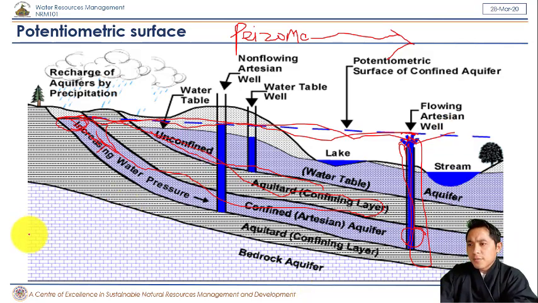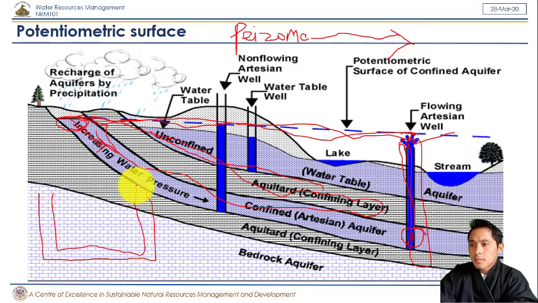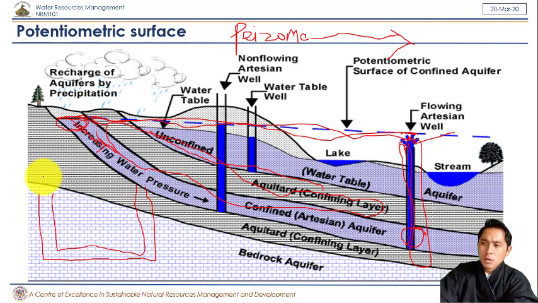In daily life, we should know that if you make a pipe like this and pour water from here, the water level is going to go down until it equals the water level of another piping system.